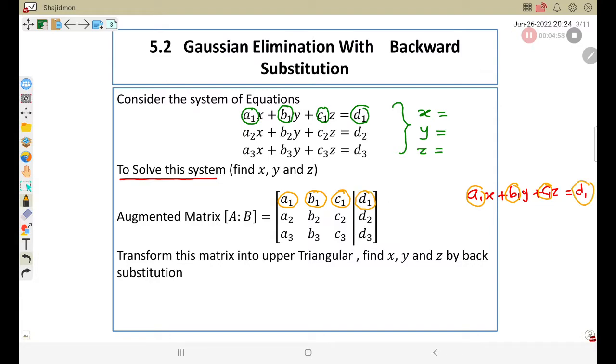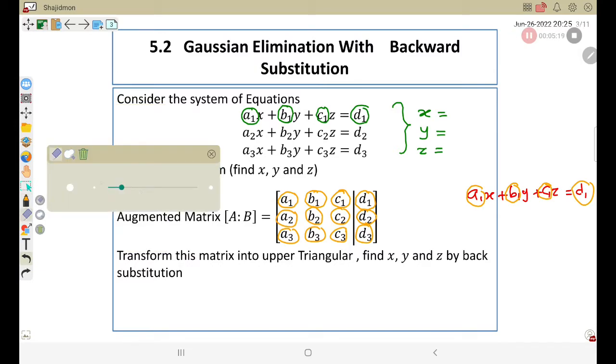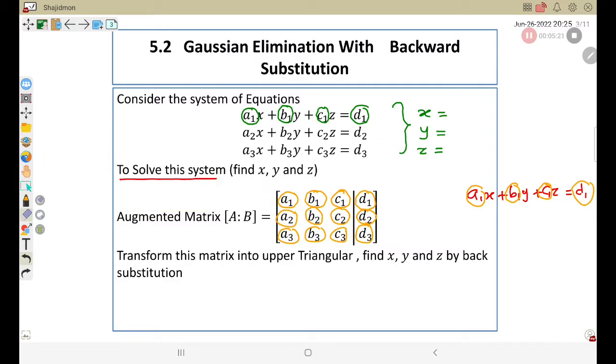So this is the first equation. This matrix we are calling the AB matrix. The first equation we wrote like this, then the second equation A2, B2, C2 and D2, then A3, B3, C3 and D3. We are only writing the right-side numbers and the numbers behind, that means the coefficient numbers. This is the augmented matrix, which we represent using the AB matrix.